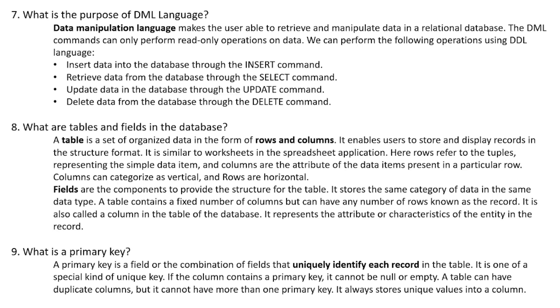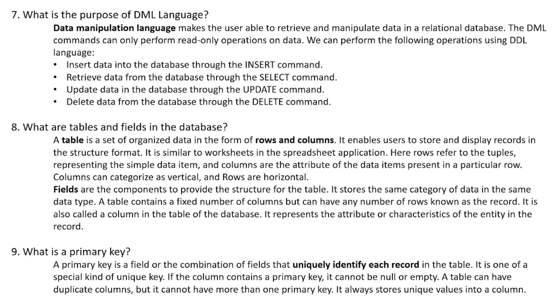Question 8. What are tables and fields in the database? Answer. A table is a set of organized data in the form of rows and columns. It enables users to store and display records in a structured format. It is similar to worksheets in a spreadsheet application. Here rows refer to the tuples, representing a single data item, and columns are the attributes of the data items present in a particular row. Columns are vertical, and rows are horizontal.